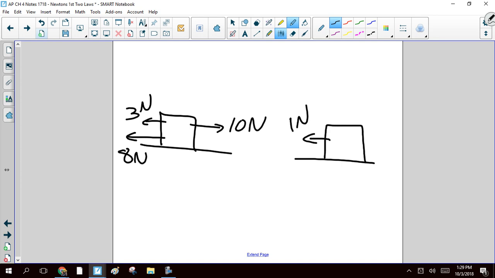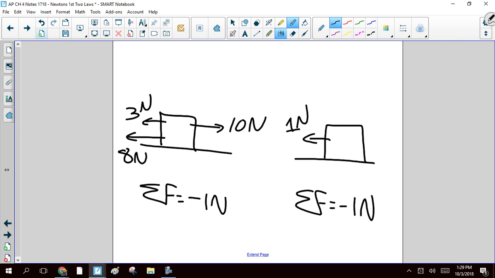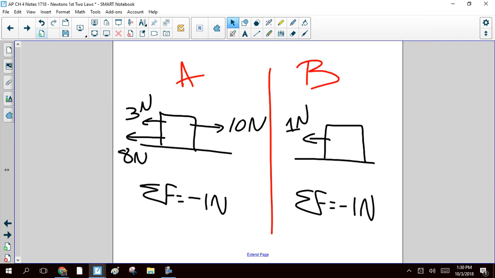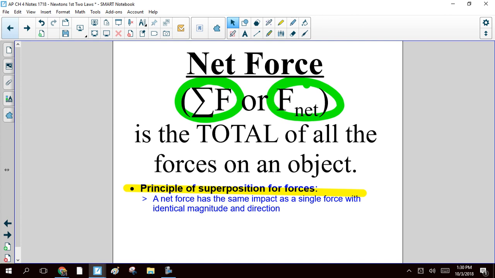Okay, this is a 1, not an n. Because over here your net force is -1 newton, and over here your net force is -1 newton. So as far as the motion of the box is concerned, both figure A and figure B are the same. That's called the principle of superposition for forces.